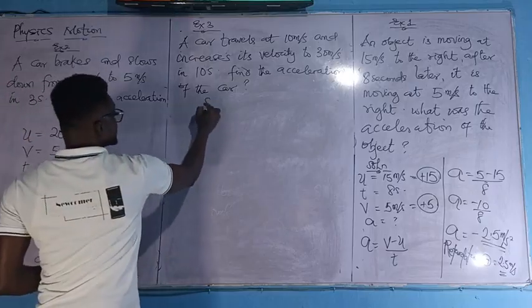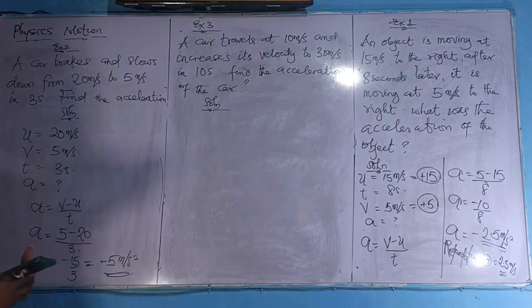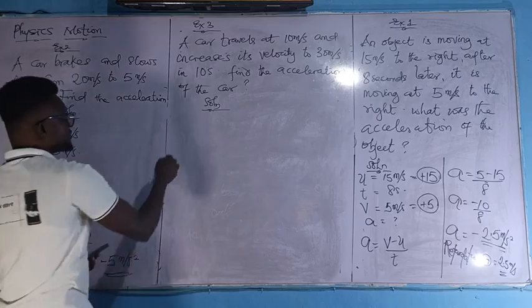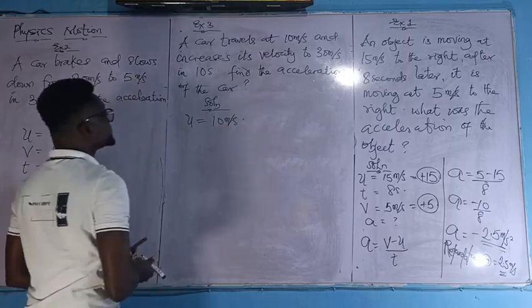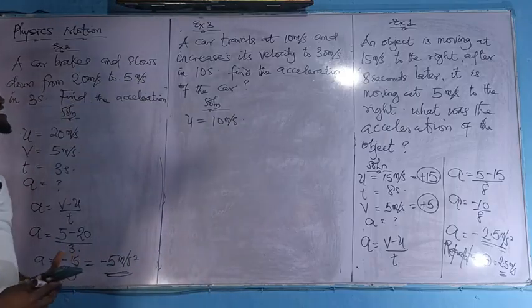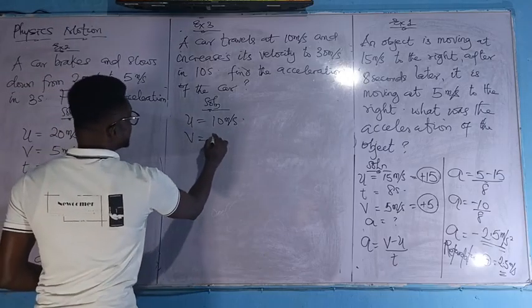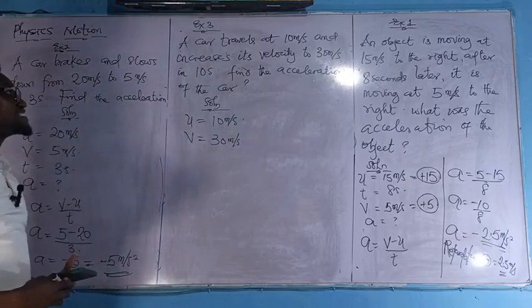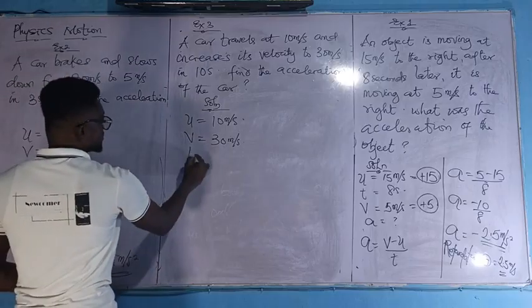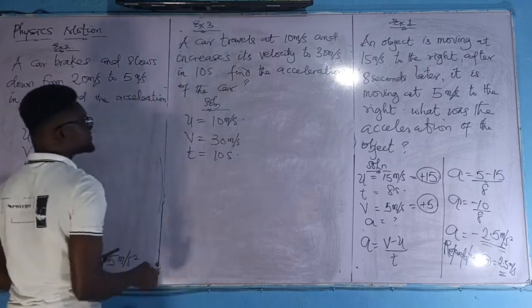So solution: a car travels at 10 meter per second. That should be the initial velocity, u equal to 10 meter per second. Now it increases its velocity to 30 meter per second. Finally, the velocity is what? 30 meter per second in a time of 10 seconds. So the time taken for the change is 10.